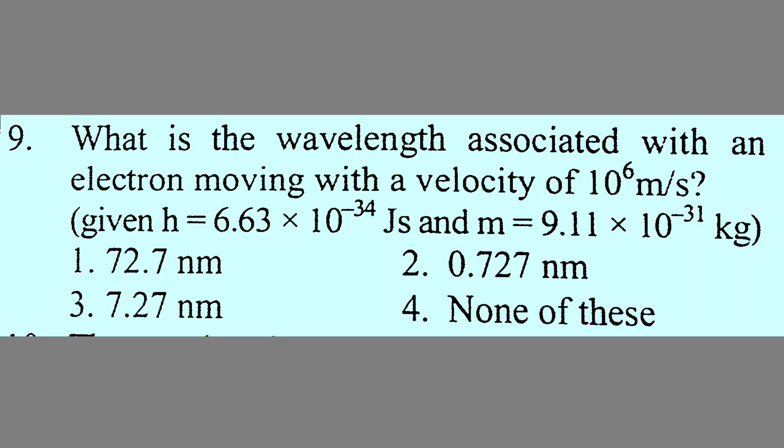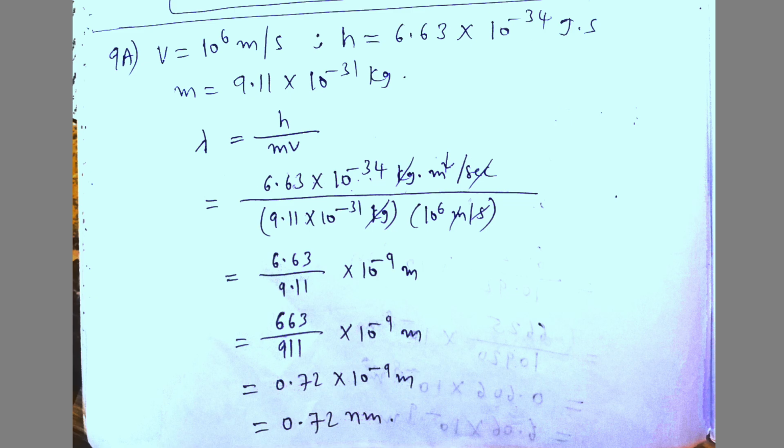Now the next problem is, what is the wavelength associated with an electron moving with a velocity of 10 to the power of 6 meter per second, given h is equal to 6.63 into 10 to the power of minus 34 joule second and mass is equal to 9.1 into 10 to the power of minus 31 kg. Now let me do the answer. First let me write the values which are given in the question. Now all these values we have to substitute in this formula, then we get the answer.